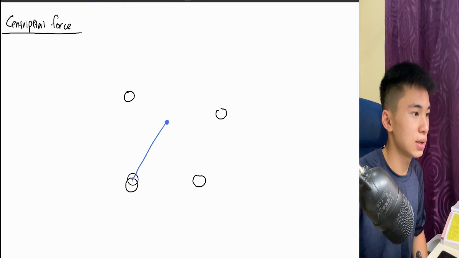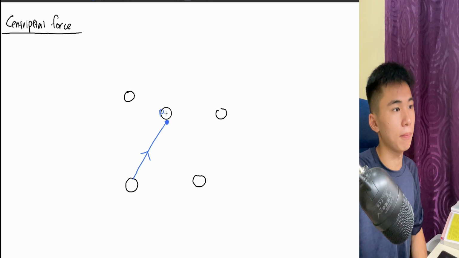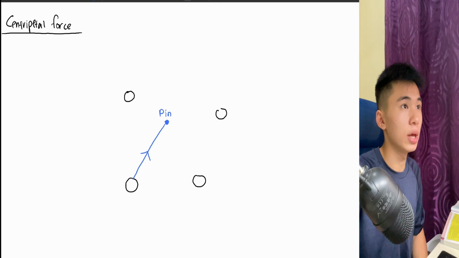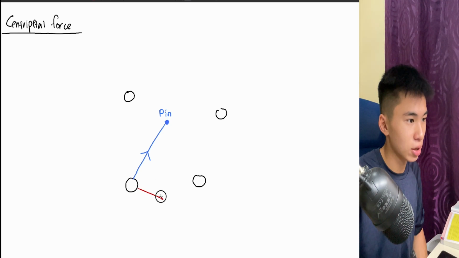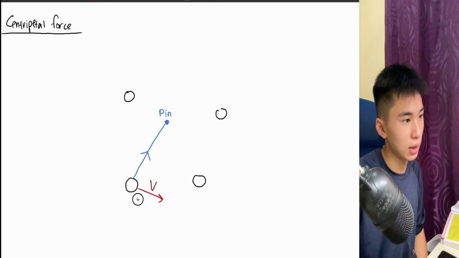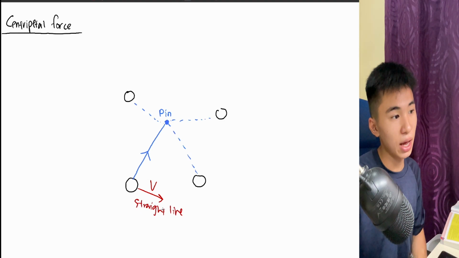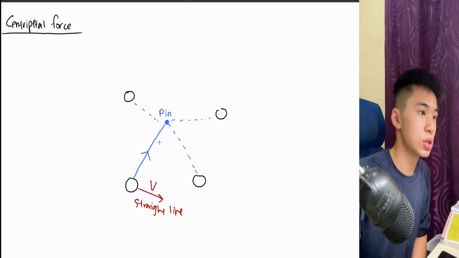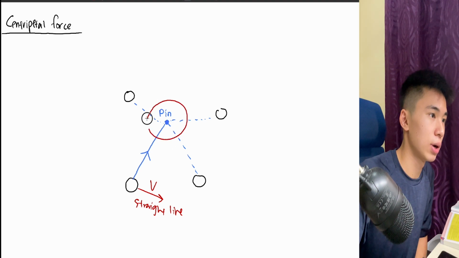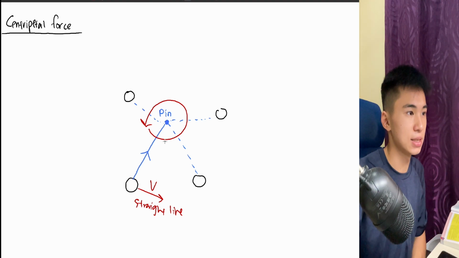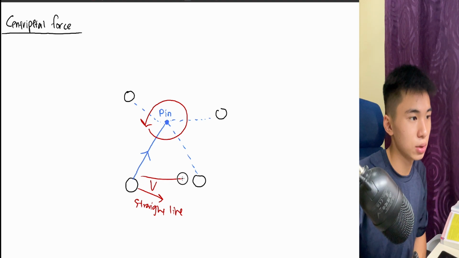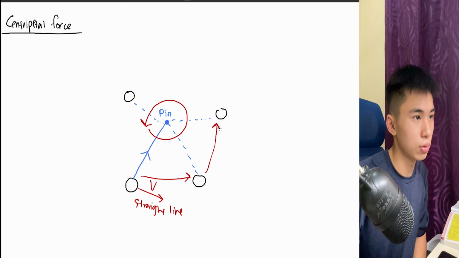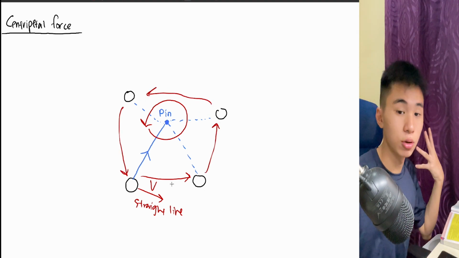And I suspend this round object to the point. Let's say this is our pin. The object is moving in a straight line. Let's say the straight line motion is facing our right hand side. So we will have anti-clockwise circular motion like this. This object will slowly go to here, and here, and here. So this is our circular motion.